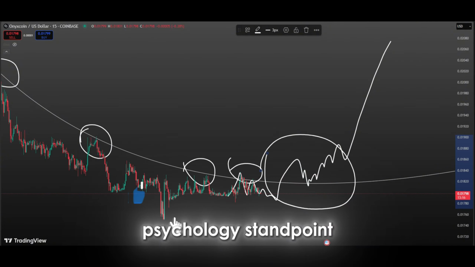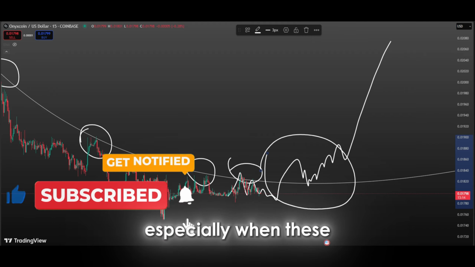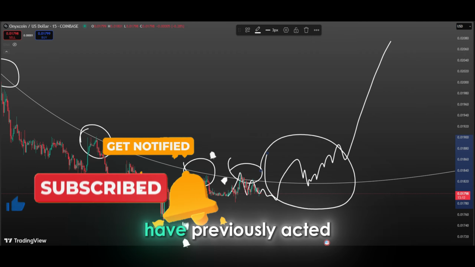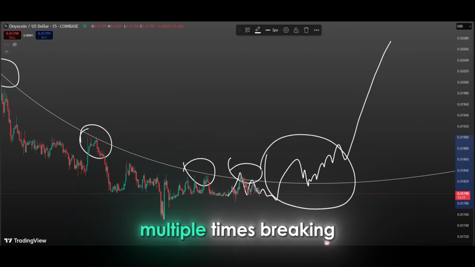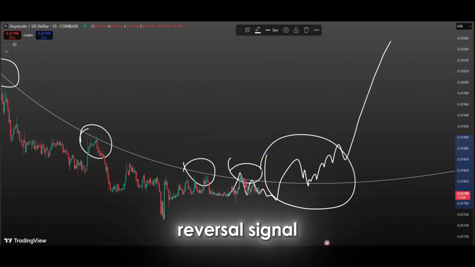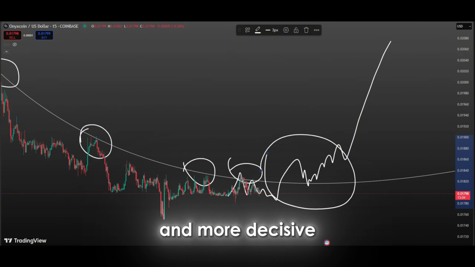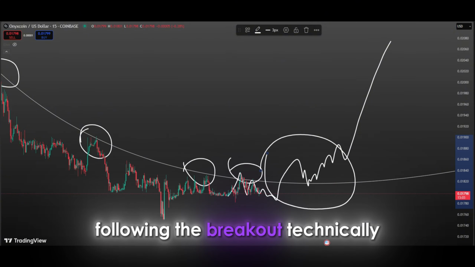From an investor psychology standpoint, such curves are also highly impactful, especially when these sloped levels have previously acted as resistance multiple times. Breaking through them is interpreted by technical traders as a trend reversal signal. This automatically leads to an increase in long positions and a rise in market volume. This scenario can contribute to the price displaying a faster and more decisive upward movement following the breakout.